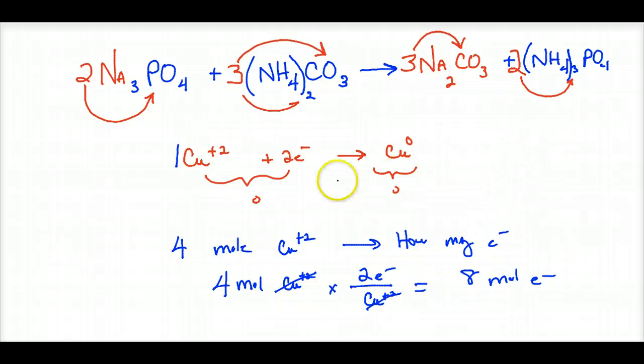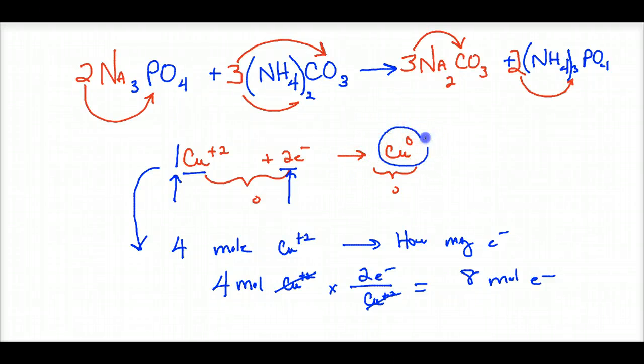So in redox, you'll have very similar types of things, but you'll be using the number of moles for the element and its electrons based on what it needs to become as its product. Okay? Hope you enjoyed that.